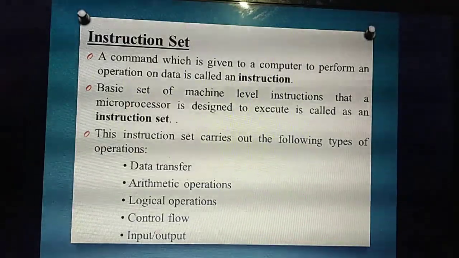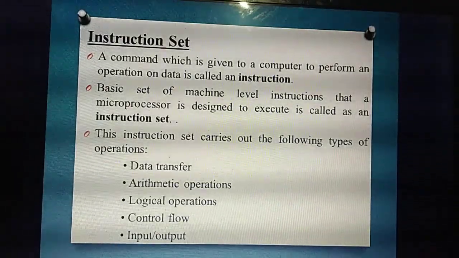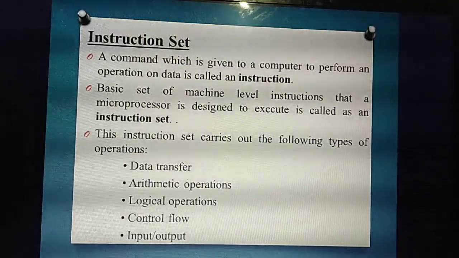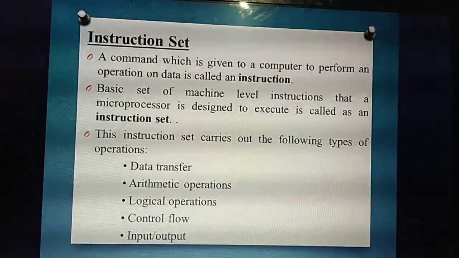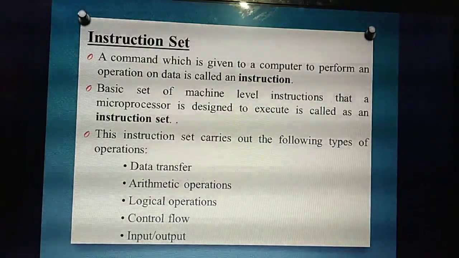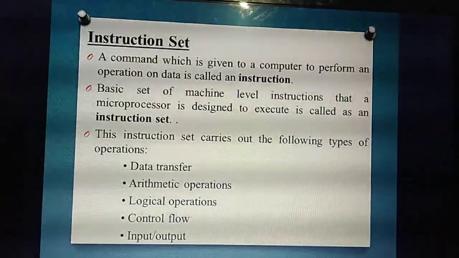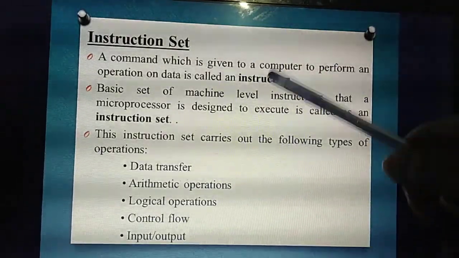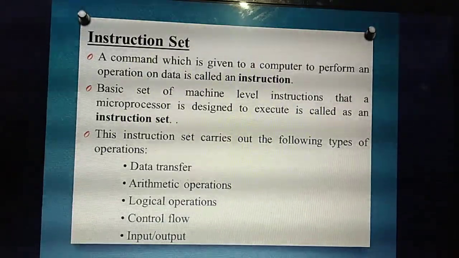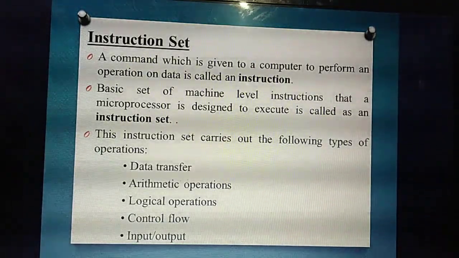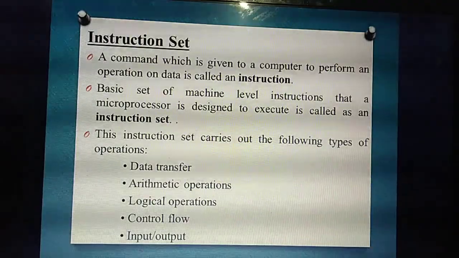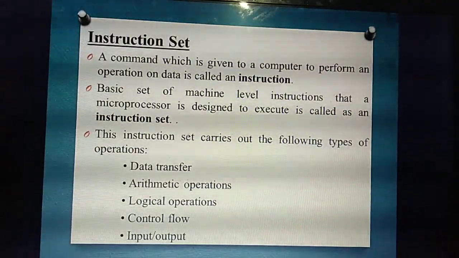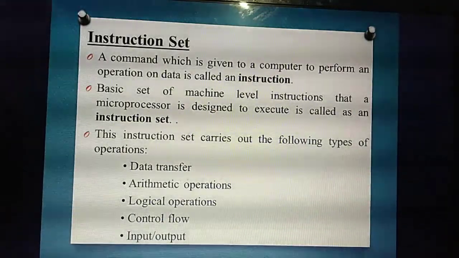First one is data transfer. What do you mean by data transfer? We can move files from one place to another place. We can copy a file from one memory device to another memory. That is called data transfer: flow of data from one place to another. Next one is arithmetic operations. What do you mean by arithmetic operations? Mathematical calculations: addition, subtraction, multiplication, division.